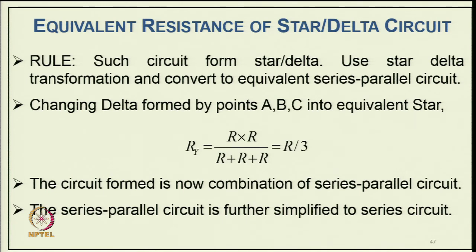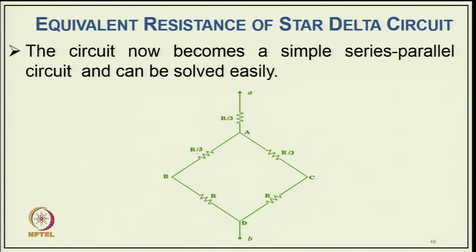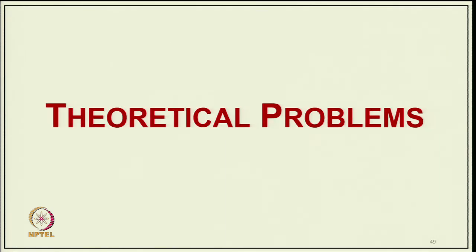So, the series-parallel circuit is further simplified to a series circuit. Now you can see the circuit become like this, with equivalent R by 3, and the upper delta with all 3 resistances is converted to an equivalent R by 3 network, and then 2 resistances. So now you certainly have series and parallel connections. As you can see, 2 parallel connections with an additional upper resistance. So you can easily find the equivalent of this series-parallel connection.